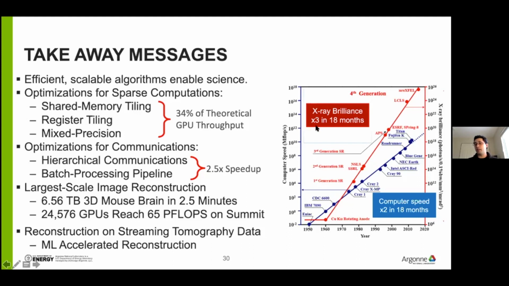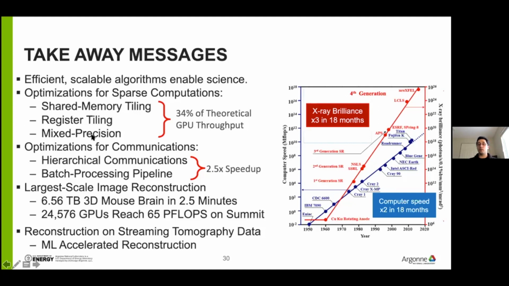In fact, the X-ray brilliance actually increases almost 3 times in every 18 months. What that means is in some imaging techniques, you can expect this much increase in their data acquisition rates. However, when we consider the computer speeds, Moore's law, we know that we can only expect 2x increase in the computer speed in every 18 months. So the X-ray brilliance and data acquisition rates increase significantly more than the computer speeds, which makes it much more demanding or important to develop these efficient and scalable algorithms for these highly advanced scientific instruments.